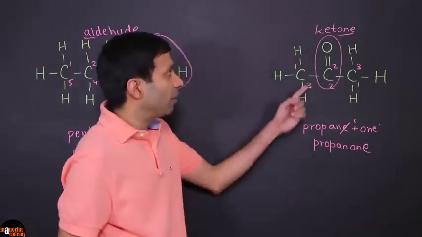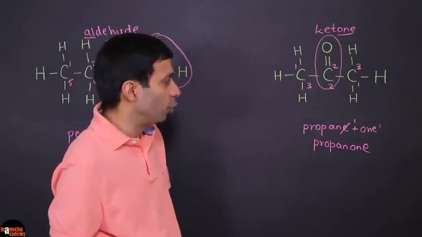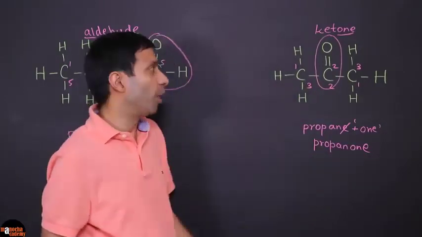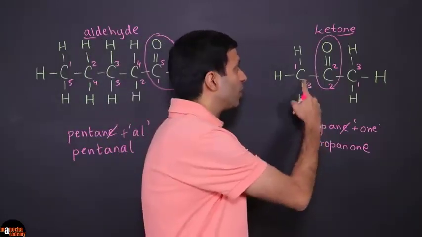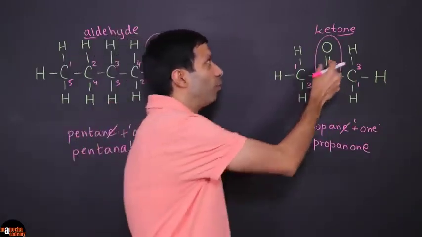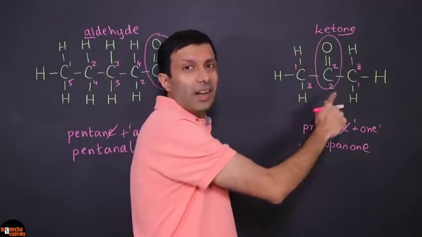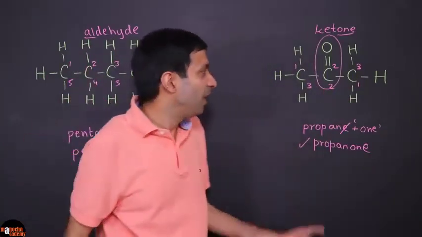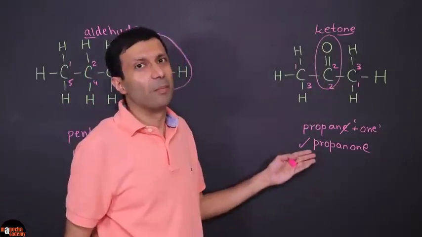Now you might be thinking we need to include the number also, right? Because the functional group is at position 2. So you might be thinking the name will be propan-2-one or 2-propanone. But no, the name is simply propanone. Why? Because 1-propanone or 3-propanone is not possible. Because if I move this ketone group to this side or this side, if it becomes on the end carbon, what will it become? It will be an aldehyde. So the only possibility with 3 carbons is 2-propanone. So we simply write it as propanone.